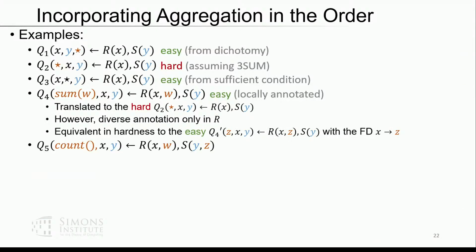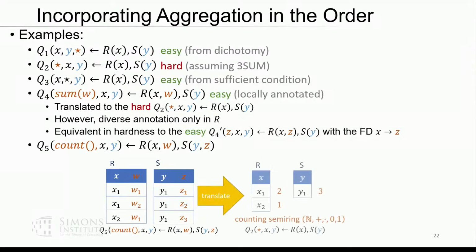Last example, I think it's the last example I wanted to show you. So here Q4 is easy. Q5 is another query that if we translate it to our annotations, we would get Q2 again. But in this case, we don't get the annotations, that the annotations are local.